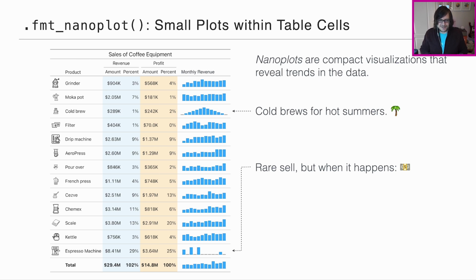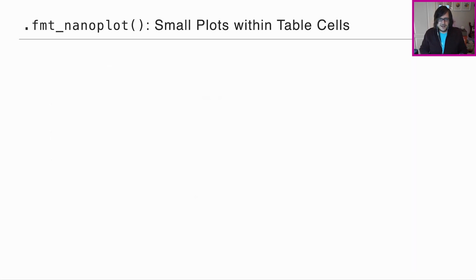And also espresso machines. It seems like we have intermittent sales, and like some months are fantastic. Other months have zero sales. And you can get that right away with nanoplots. This bar plot version of nanoplots, you can see those patterns right away. So really kind of cool. Better than just numbers by themselves, for sure.